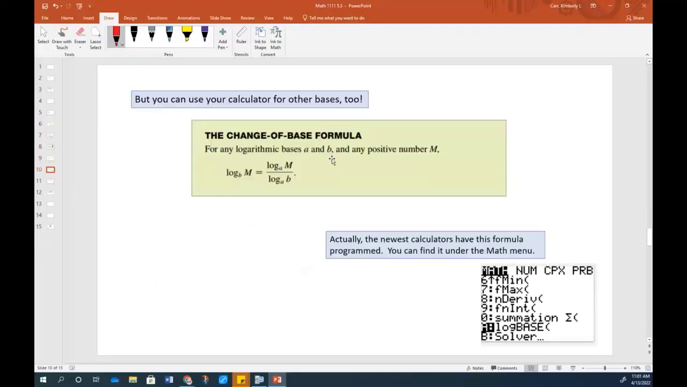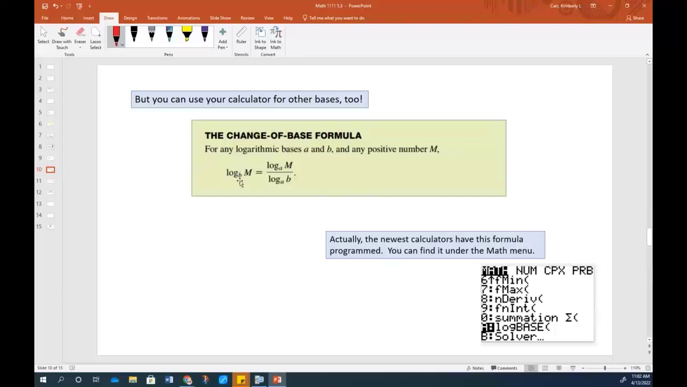You can actually use your calculator on other bases too. There is a change of base formula, but you're not likely to have to actually use it because our newest calculators have that formula programmed. So you can find it underneath the Math menu. And so I'll show you that in just a minute, but if you go to Math and then you scroll down to A, or you could scroll up to A, you're looking for the one that says log base. So we're going to show you how both of these work.